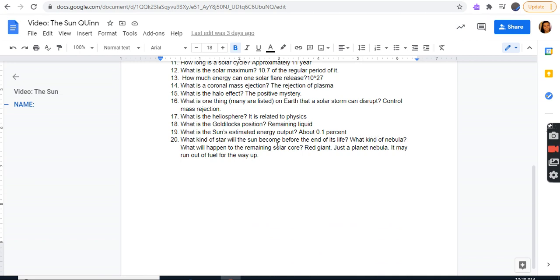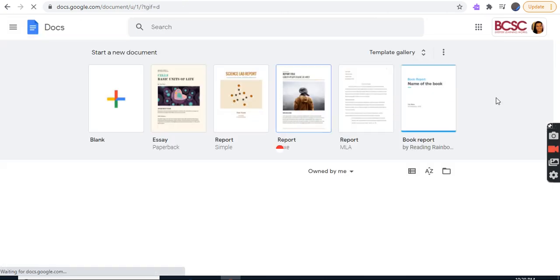What kind of star will the sun become before the end of its life? What kind of nebula? What will happen to the remaining solar core? Red giant, just a planetary nebula. It may run out of fuel on the way up. I guess I was being honest on that point. I guess I could take that.